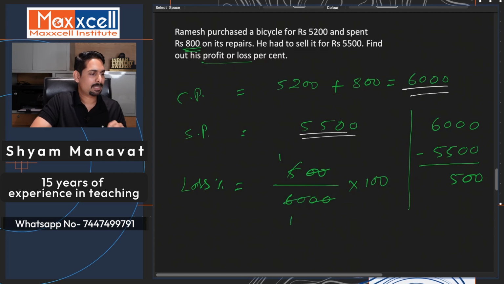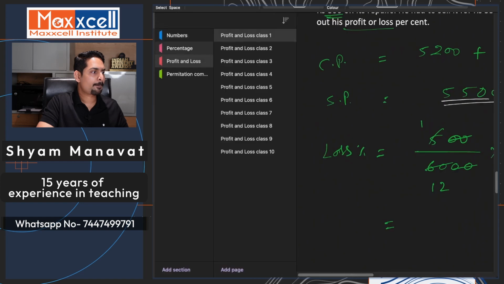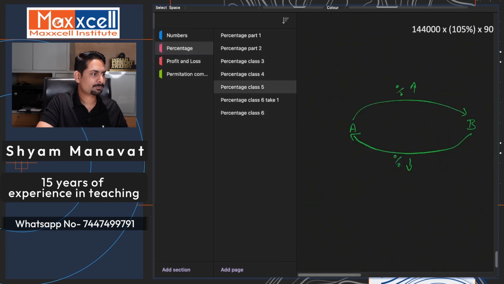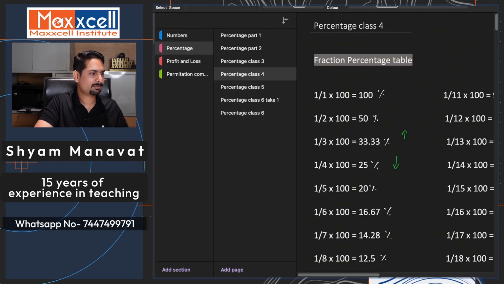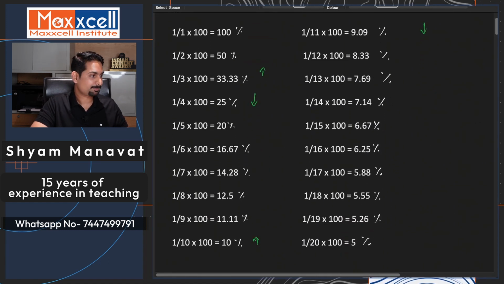And here this is 12. So you got 1 by 12 into 100. Do you remember the fraction percentage table? Yeah, do you remember this fraction percentage table? We have discussed this in the percentage topic.